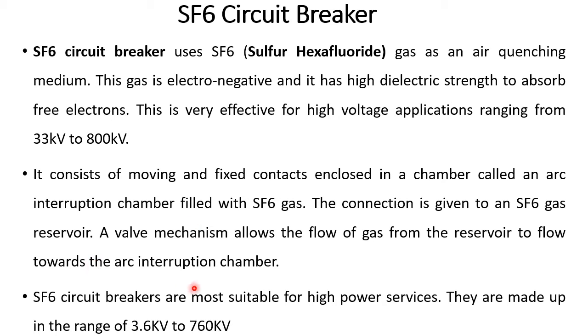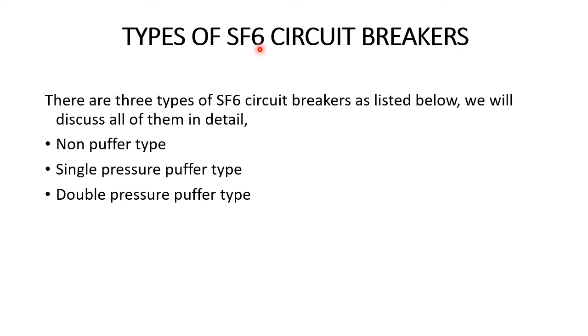So the SF6 gas circuit breakers are most suitable for high power service, and they are made in the range of 3.6 kV to 760 kV. The types of SF6 circuit breaker. There are three types of SF6 circuit breaker which are listed below. We shall discuss these three one by one. The first one is non-buffer type, second is single pressure buffer type, third is double pressure buffer type.